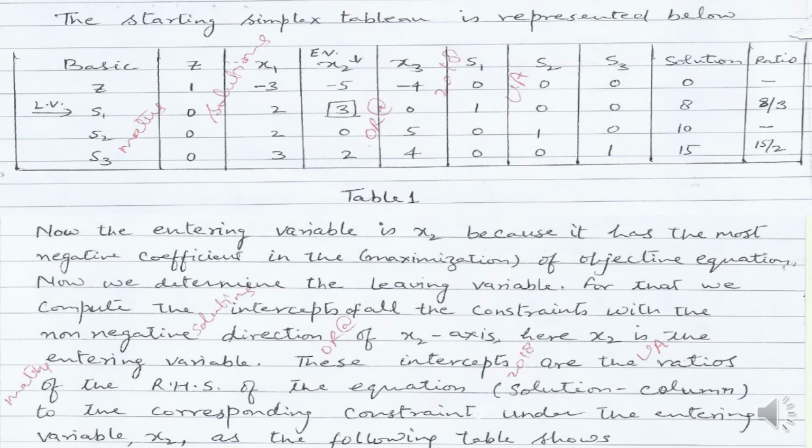So this we will write down as the starting simplex table, and here we take s1, s2, s3 as basic variables, and x1, x2, x3 are non-basic variables, and we take their value as 0. So when we put x1, x2, x3 in the first constraint as 0, we get s1 as 8. From the second constraint we get s2 as 10 after putting x1, x2, x3 as 0. From the third constraint we get s3.